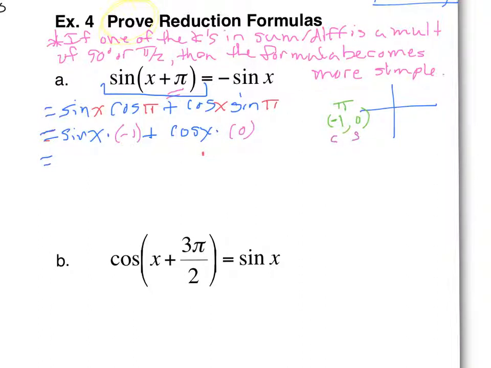What's the sine of x times negative 1? Negative sine of x. And then plus, what's cosine of x times 0? 0. And if you add those together, don't you finish with negative sine of x? And isn't that what's on the right side of the equal sign? So this right here equals this right here, and that's your whole goal. So then let's do B.